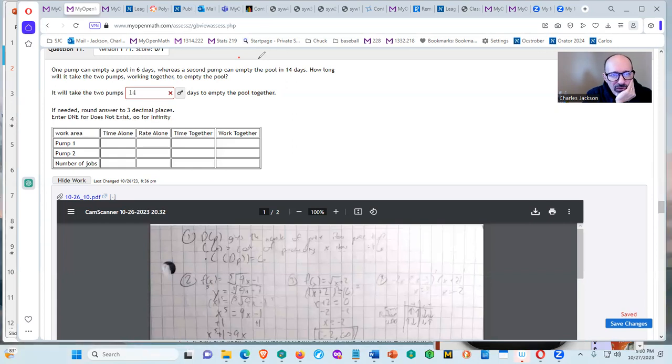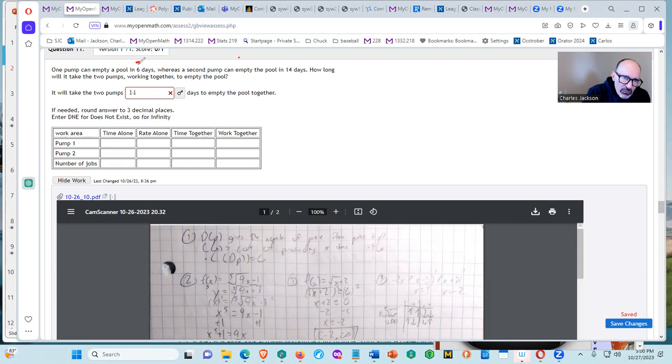How long would it take them working together to mow the lawn? Now, when the question is how long will it take them both working together, that answer has to be less than the lower number. It has to be less than 6 here because if one pump can do the job by itself in 6 days, it's only going to be less than that if that pump has help.